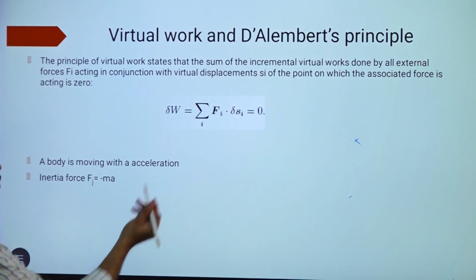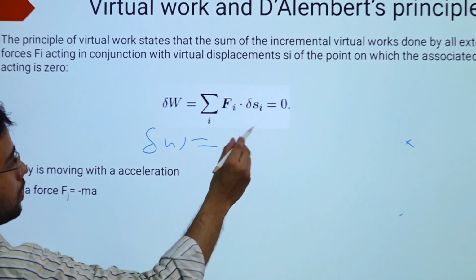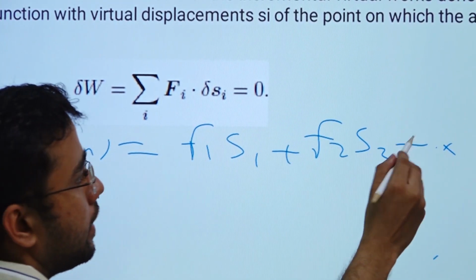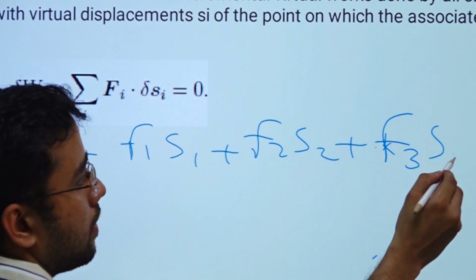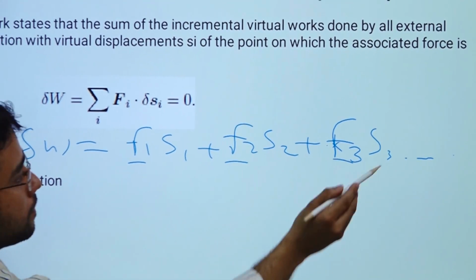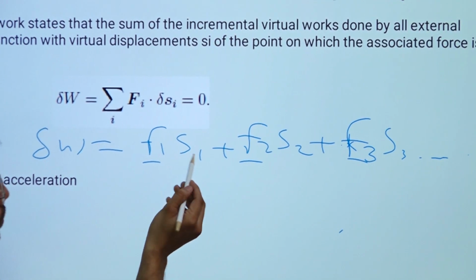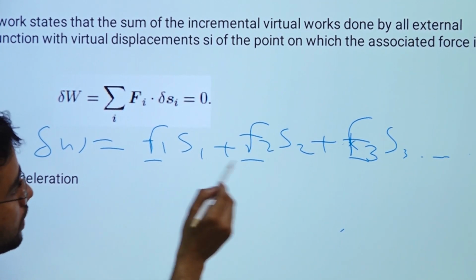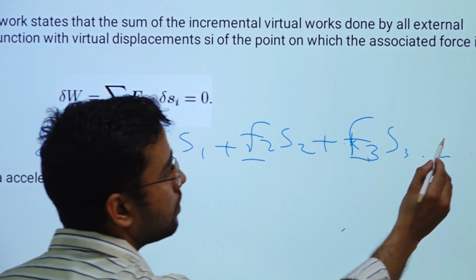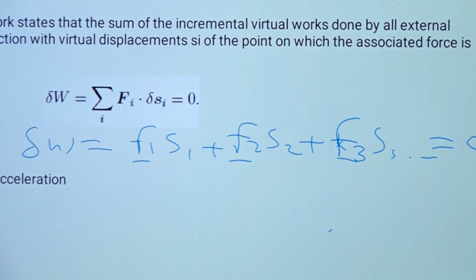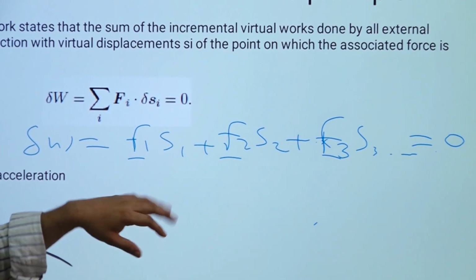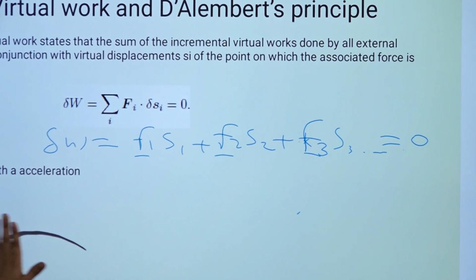So what is the virtual work? Obviously dW is equal to F1 S1 plus F2 S2, wherever forces are acting, F3 S3 and so on. Wherever in a structure external forces are acting, we take these S1, which are very small, ds1, ds2 and ds3, very elemental displacements, add all of them and make it equal to 0. So you get an extra equation from that, which you can use to solve the numericals, the problems.